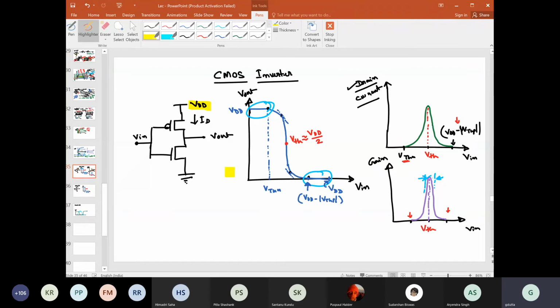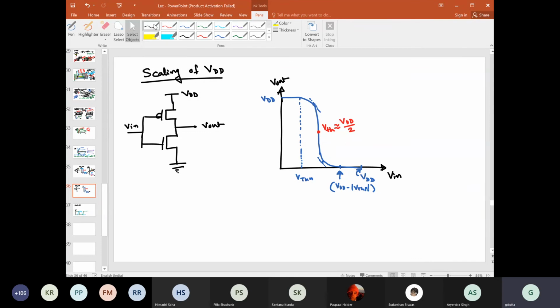You know the power dissipation in this inverter, right? I am not saying what the power dissipation is, but it is dependent on VDD. The higher the VDD, the higher the power dissipation. We will calculate the power dissipation. But to reduce the power dissipation, the VDD must go down. The thing is, can we arbitrarily reduce this VDD? Okay, let us see that.